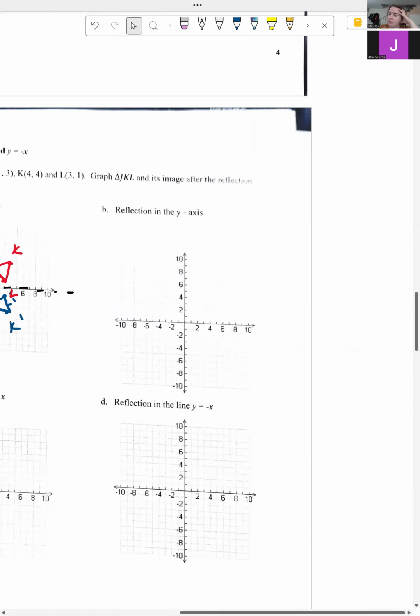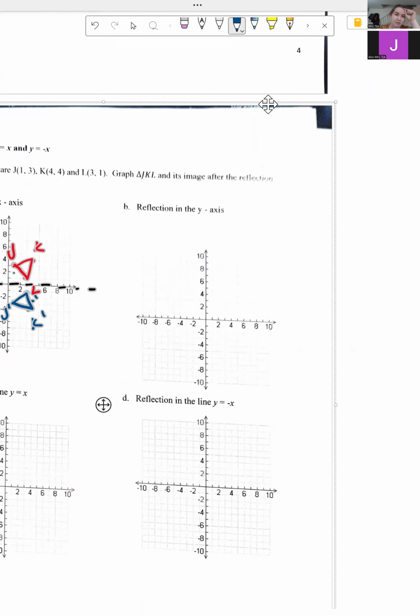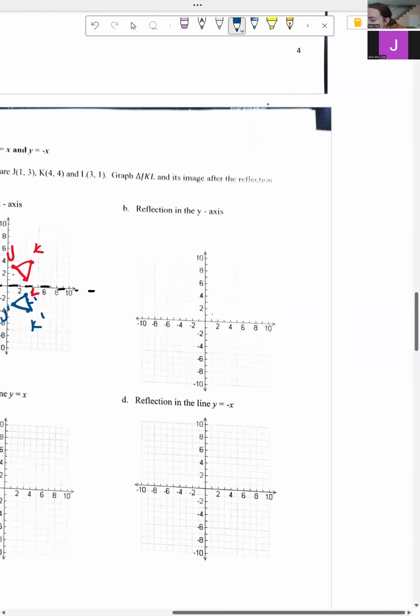Next one, we're gonna graph that same original triangle. I'm gonna go graph them all right now. So if you want to skip a little bit ahead until I'm back at B, you can do that, but I'm just gonna graph them all since they're the same triangle. And then we can talk about the reflection. Okay, so just give me a sec to do that.